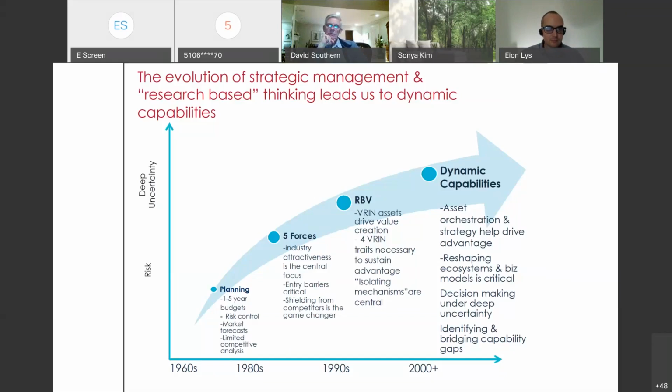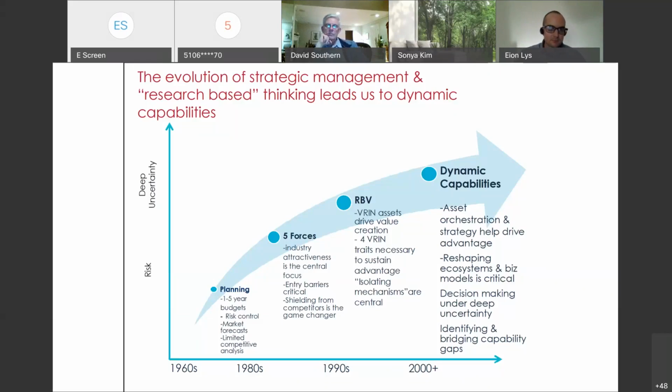But anyway, 5 Forces was the next big thing. And I would say probably 60% of the students around the world that take a course in strategic management spend most of their time on a framework which, in my view, was out of date at the time it was propagated in the 80s and is actually likely to lead you astray today in major ways.